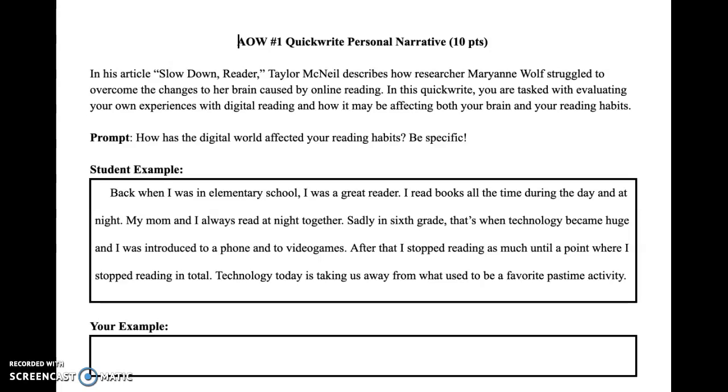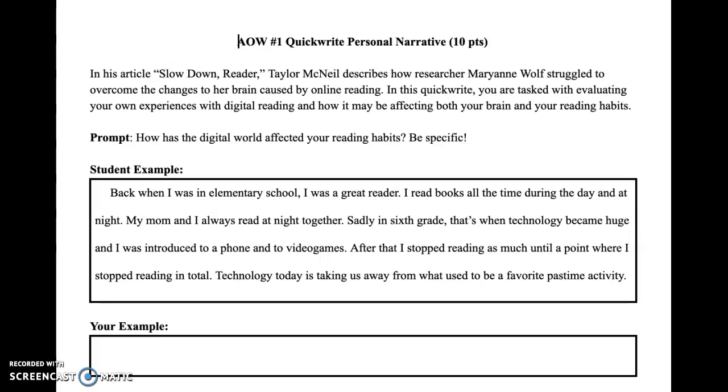Alright, everyone. Your first assignment today is to write the personal narrative that you'll be using to introduce your article response, your response to Article of the Week. If you're juniors, you're reading "Slow Down, Reader" by Taylor McNeil. And if you're seniors, you're reading "A College Degree Is No Guarantee of a Good Life" by Arthur C. Brooks.